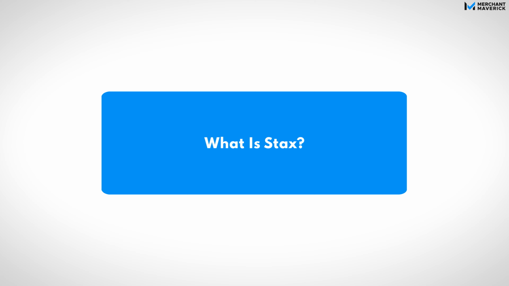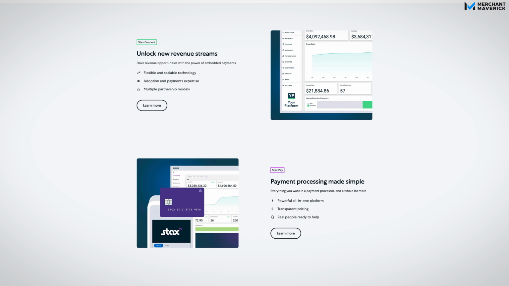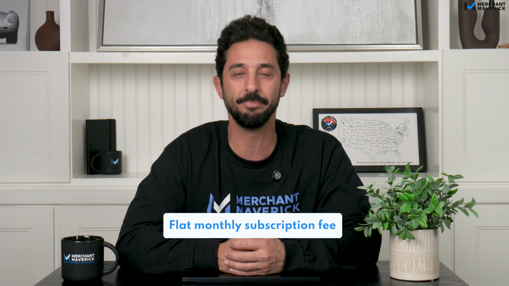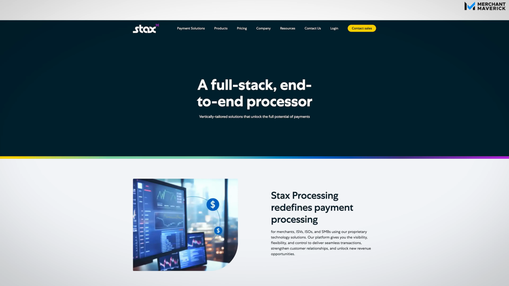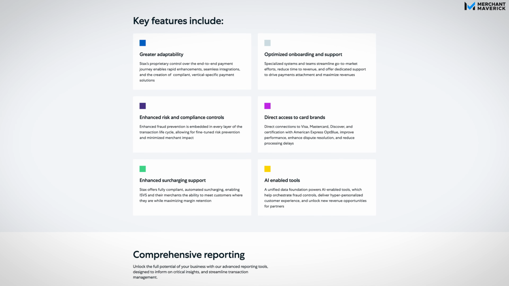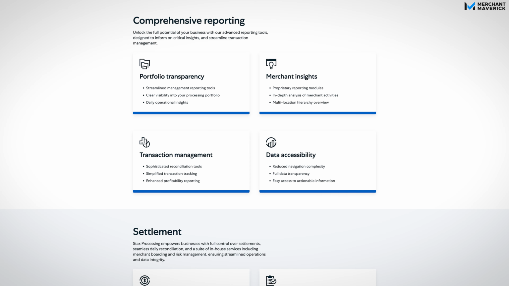Stax is a payment processor built for businesses that process enough volume to benefit from a subscription. Instead of charging a markup on every transaction, Stax passes card network interchange fees directly to you at cost and charges a flat monthly subscription fee. That subscription model is what makes Stax different. If you're processing a steady volume each month, spreading that subscription fee across more transactions can reduce your effective rate over time. And on the flip side, if your volume is low or inconsistent, that subscription can work against you.